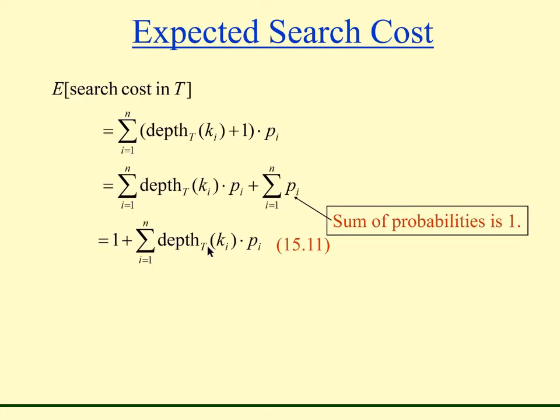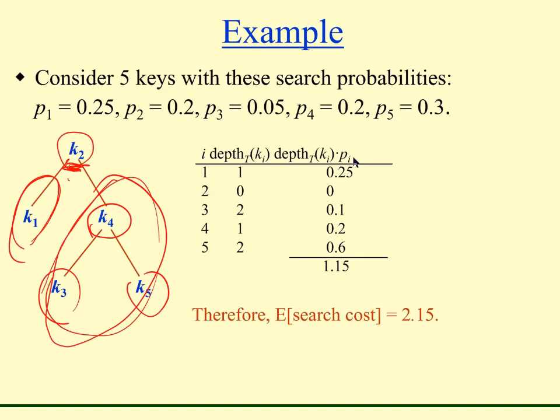Because we want to calculate this value, right? So now it's the depth of Ki dot Pi. So Pi is just here, right? So put a Pi here.